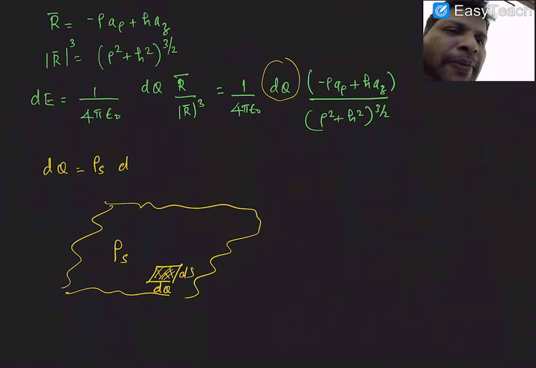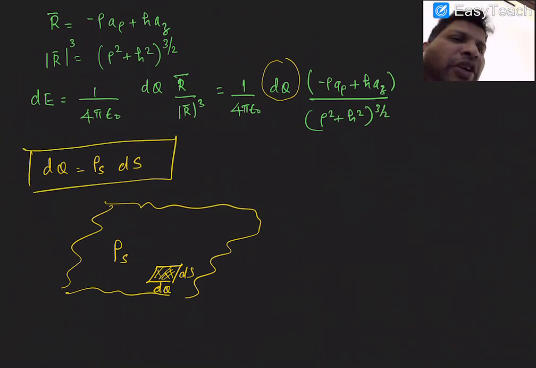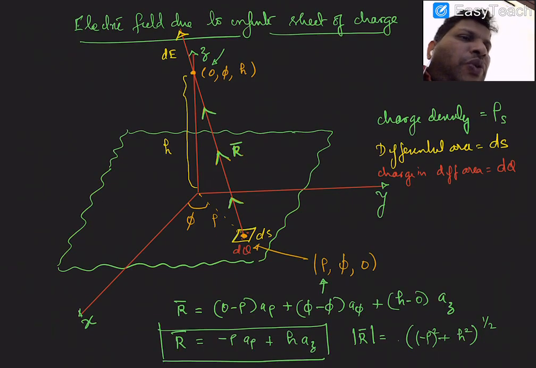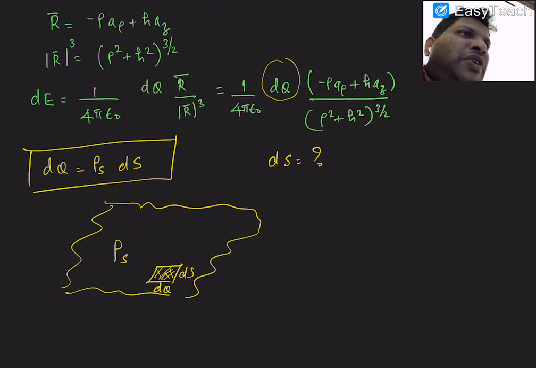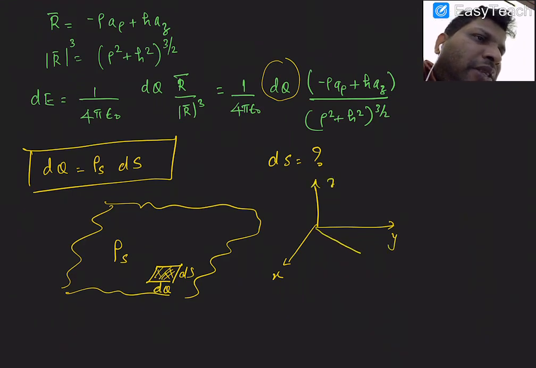Just multiply this rho s with the ds. Now what is this ds? This is my dq. Now what is my ds? This is the question. We are using cylindrical coordinates. So in the cylindrical coordinate system, this is my x, this is my y, and this is my z, and this is my small differential angle.